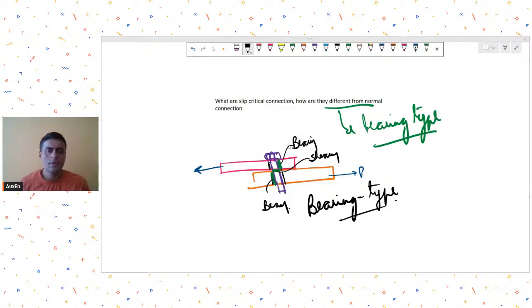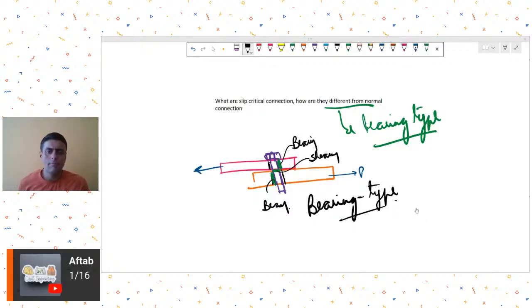No one knows. So you could refer to the codes, IS 800 or whichever code you are following, AISC, Eurocode, whatever you are following, there are values given to you. Generally, it is about 1.5 mm to 2 mm larger than the bolt dia.